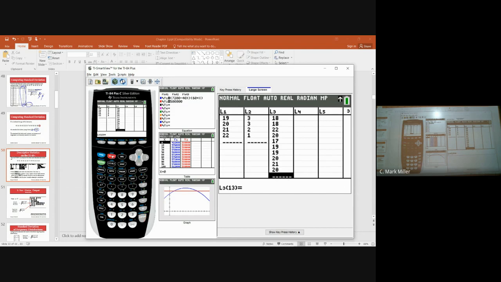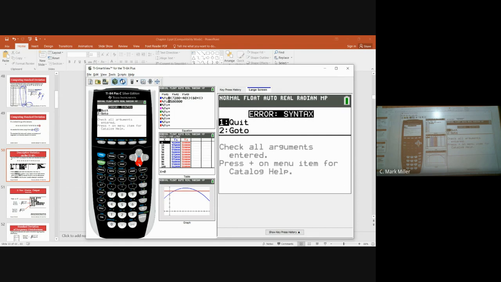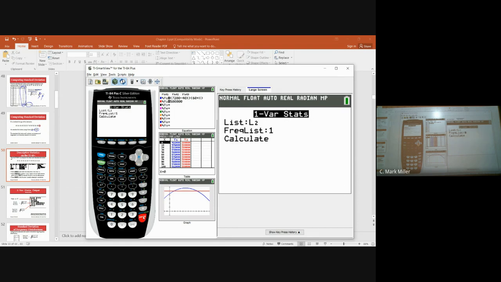So I'm going to click out here. And I'm going to go once again to stat, calc, one variable stats, and I want my list instead of L1. I'm going to go second, L2. I don't want to use this frequency list that I used last time. I'm going to put just a 1 there. Go down to calculate. What's going on? Maybe I just have to clear that. Clear that. Calculate.